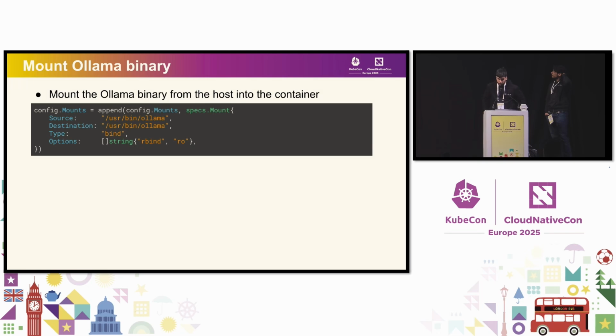Because what we are going to do with our shim is mutate this config.json information that we have in here. For example, we are going to add 1 more mount to the list of mounts. We are going to mount Ollama from the host into the container. This is the first part, and Ollama now will be available in the container.